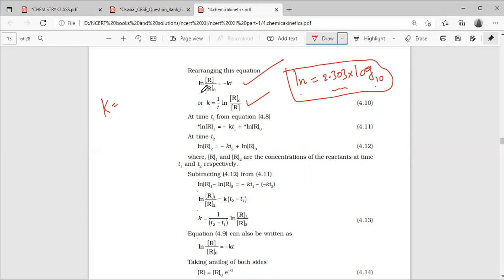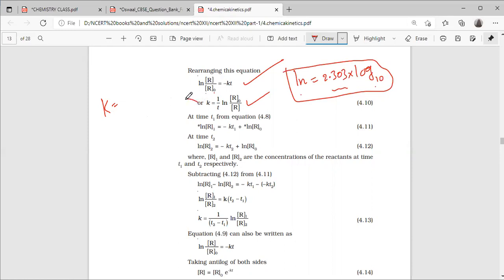ln, what they did, R by R naught, they wrote it upside down, R naught by R. Oh, okay. So they brought K to this side and took that to the other side. That's why, when we are changing up and down, one minus will come. The minus and minus plus. Minus and minus get cancelled. Okay, sir.